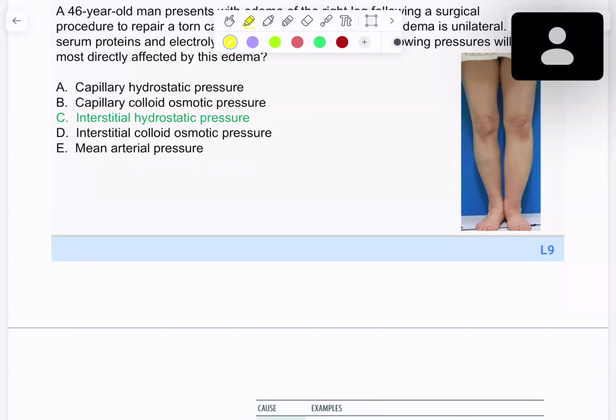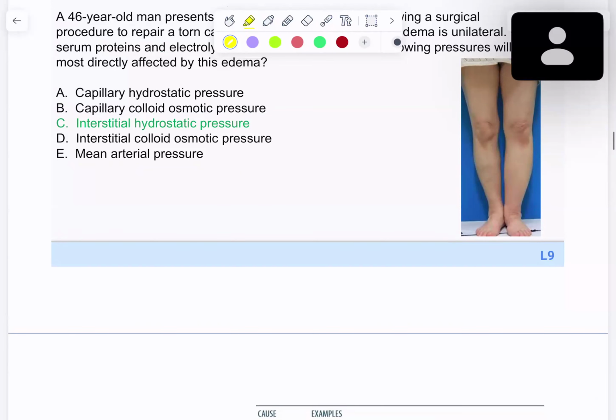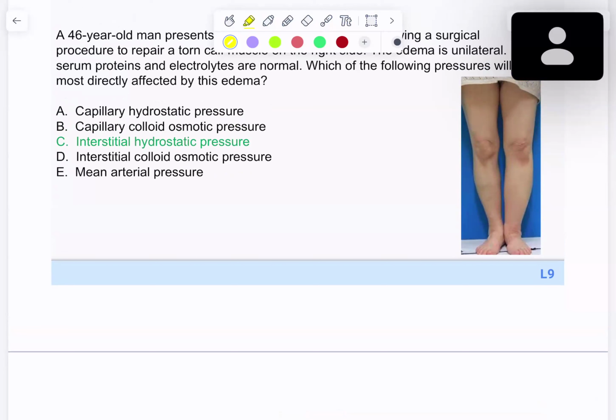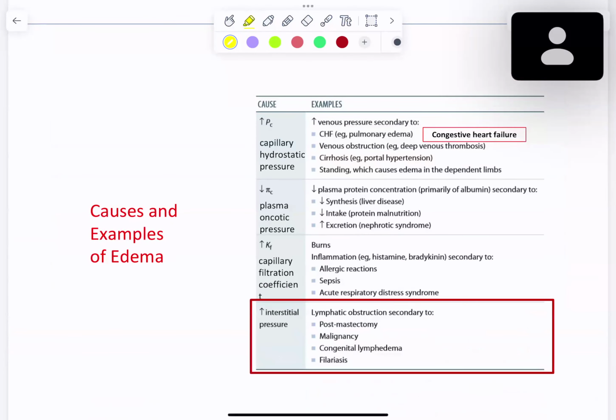Now, some of you said A is the correct answer, and A is not wrong because it is secondarily increased because of the lymphatics being unable to take the fluid. The capillaries will have some extra fluid in them and increased hydrostatic pressure, but it will not be substantial, and it is secondary to the interstitial hydrostatic pressure, the one that is contributing the most to this edema in the leg. And as you can see here, increase in interstitial pressure is mostly due to lymphatic obstruction.